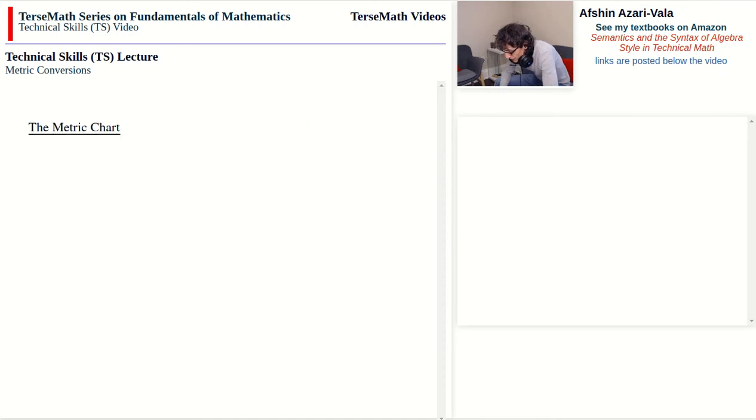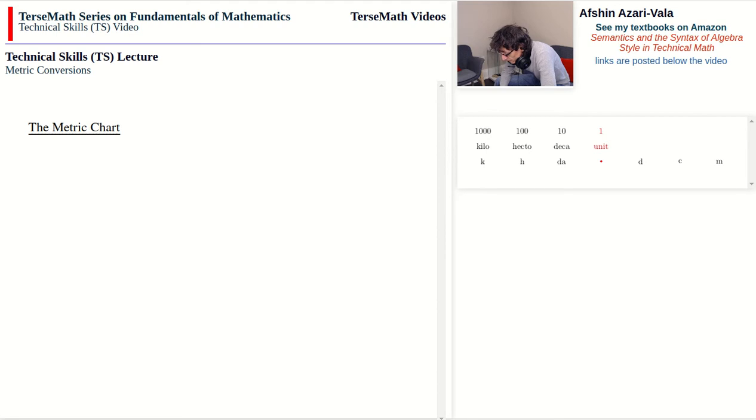Okay, now we have the metric chart, and I'm going to display it over here, and these are the prefixes that we have, at least the ones that are most commonly used. K for kilo, which generates a unit that's 1,000 times bigger than the unit that we are dealing with. H for hecto creates a unit that's 100 times larger than the existing unit. dA, both lowercase, stands for deca, which generates a unit that's 10 times bigger than the existing unit. Then there is one with no prefix, and this one, of course, is the unit itself.